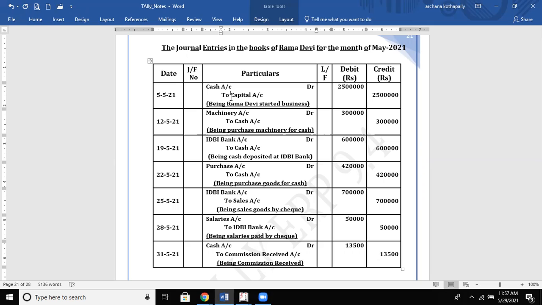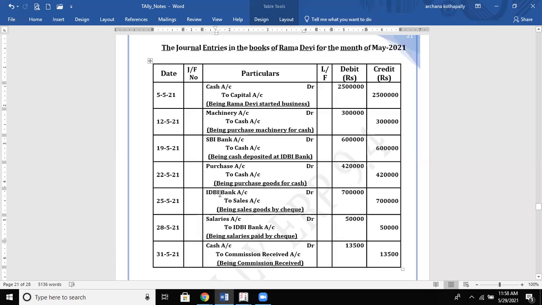So being machinery purchased, then she deposited an amount of 6 lakh in SBI bank. So debit what comes in. It is going into the bank, so bank is going to be debited, and cash is deposited. So credit what goes out. Cash is going out, so credit cash account. Next, she made purchases through cash. So debit purchase account, credit cash account. This is nothing but cash purchases.